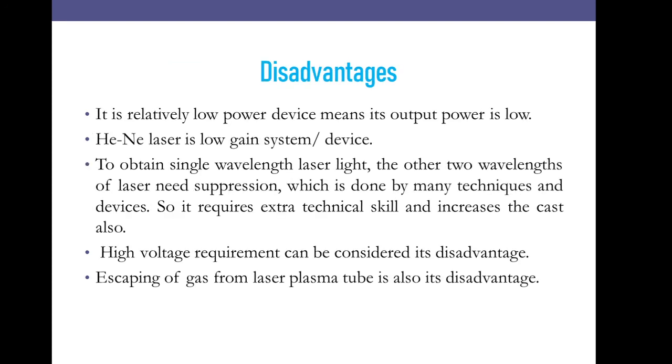And the disadvantages are it is a relatively low power device, meaning output power is very low, and it is a low gain system. To obtain single wavelength laser light, the other two wavelengths of laser need suppression, which is done by many techniques and devices. So this will lead to extra technical skill and cost also. High voltage requirement can be considered as its disadvantage. Escaping of gas from the laser plasma tube is also a disadvantage.